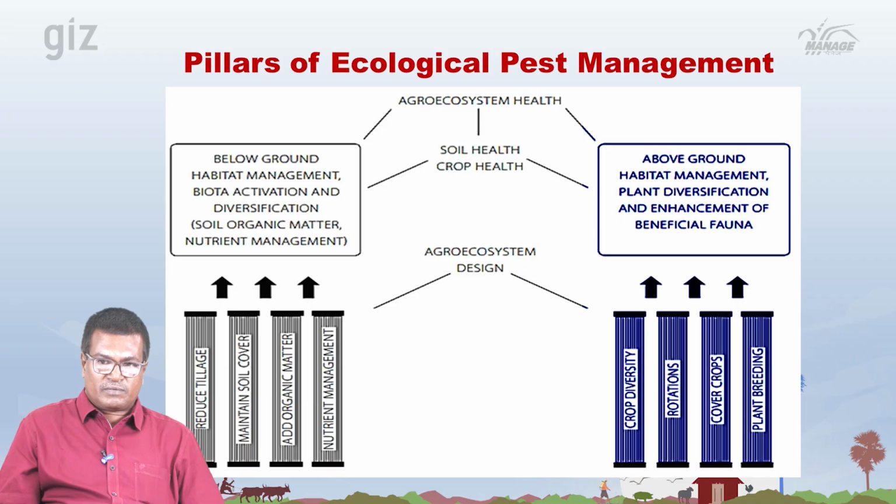If you want to improve soil and crop health, we need to take up some management activities, which can be of two types. One is above ground habitat management. Habitat means all the surrounding areas and things around the crop, so we have to do proper habitat management. In above ground habitat management, we look for plant diversification and enhancement of beneficial fauna, because diversity and beneficial organisms are the two key things that decide the outbreak of a pest or disease or its suppression. These two things are stressed both above ground as well as below ground.